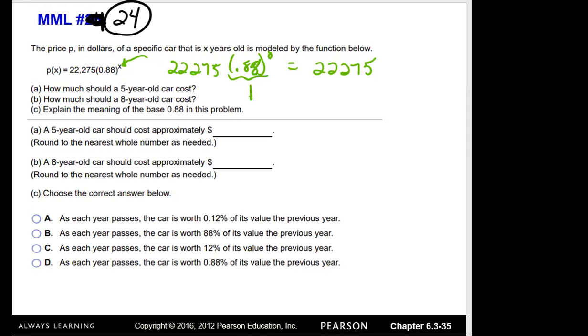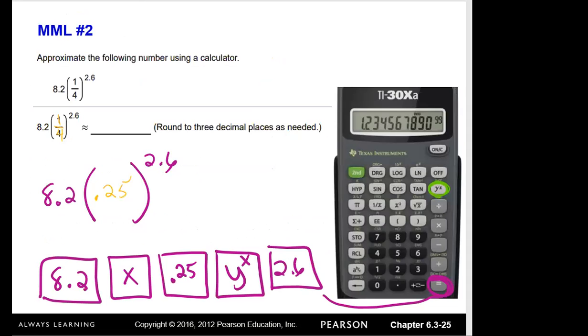You're now going to put 5 where x is. So now I'll put the 5 right here. So this is going to be 22,275 times 0.88 raised to the 5th power. And on your calculator, I think I showed you this the other day. Go back to slide 25.